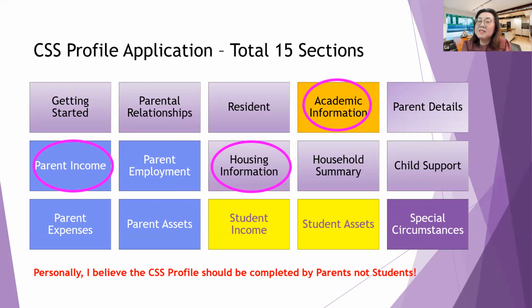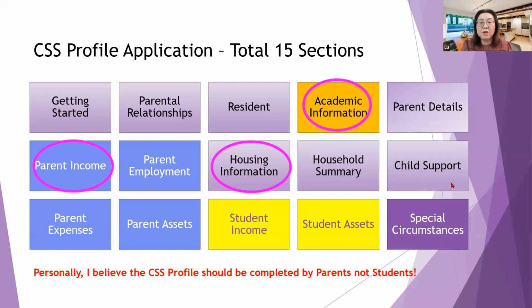Household summary, this is where you put your family members' information in, like how many children do you have, whether you have some elderly live in the household. So you can put all their information in, and you will need to put their birth date. So everybody's date of birth is important.